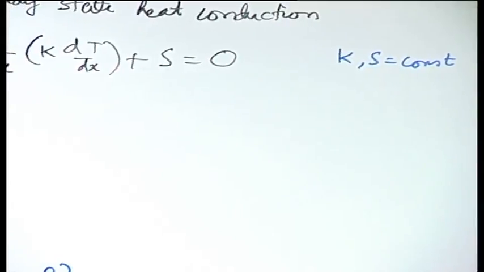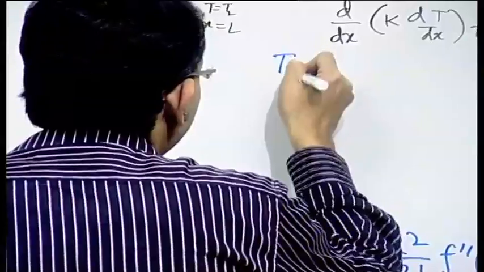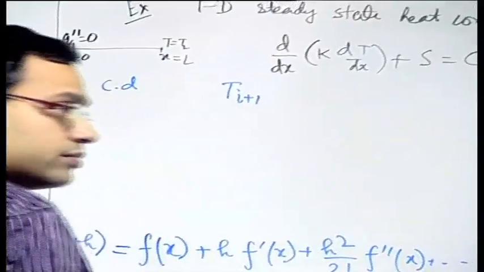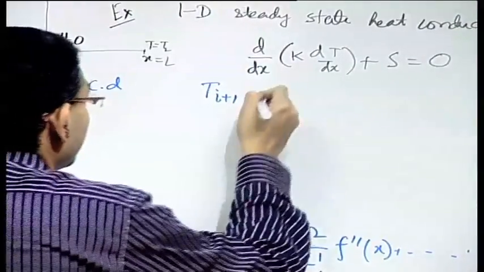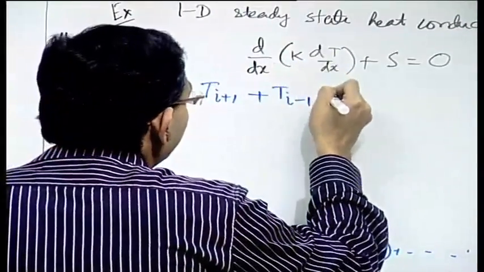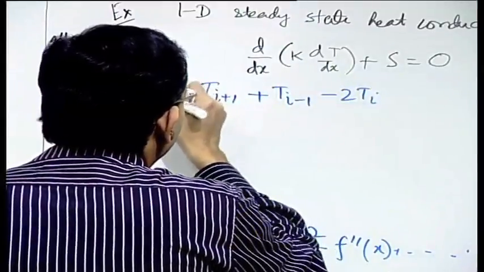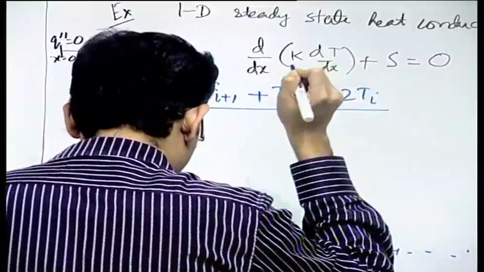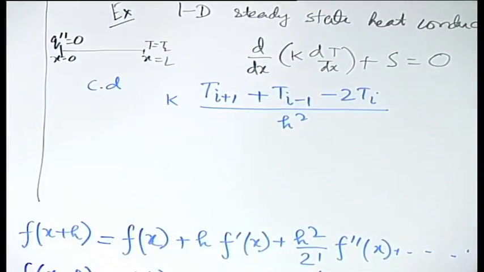So, you have f(x plus h), that is T(i plus 1), plus f(x minus h), that is T(i minus 1), minus 2 f(x), minus 2 T(i), divided by h square. What is h? h is the distance between the grid points.